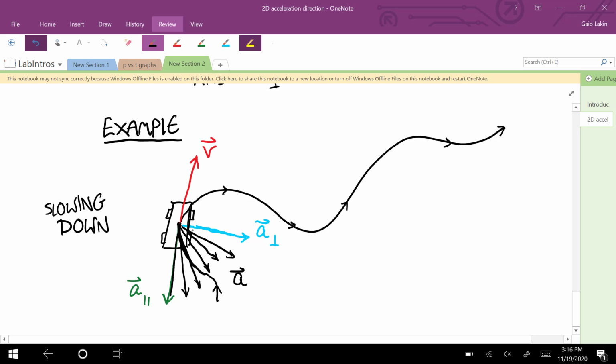So we know that there's this 90-degree range of possible directions for the acceleration vector.